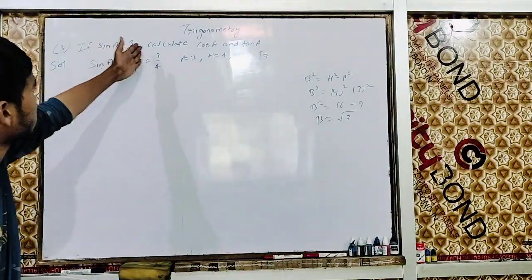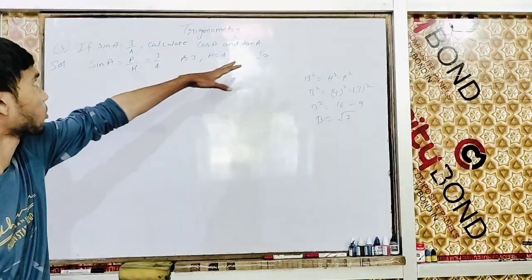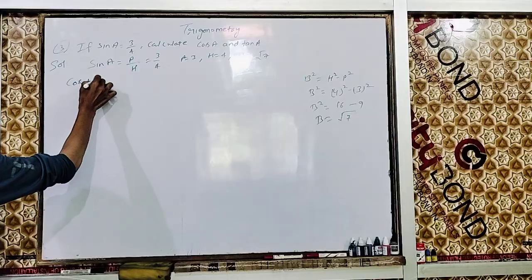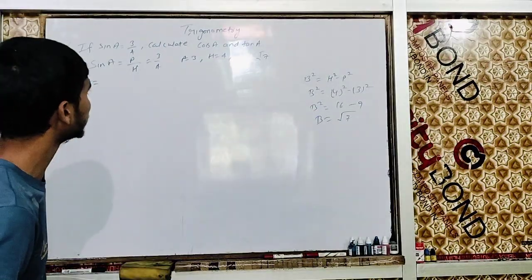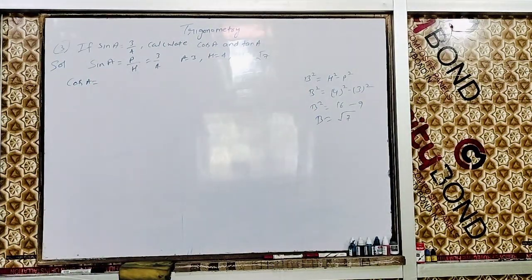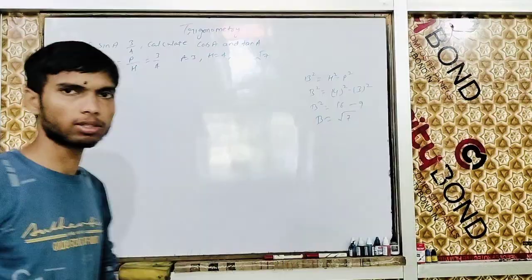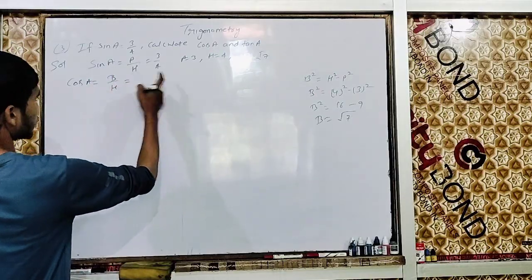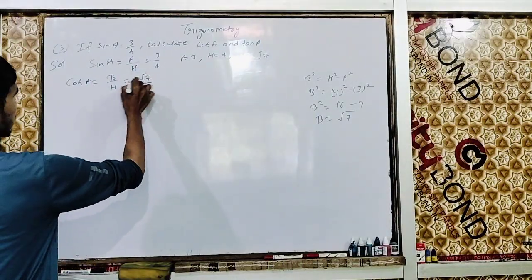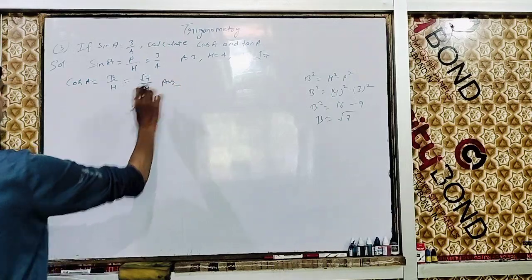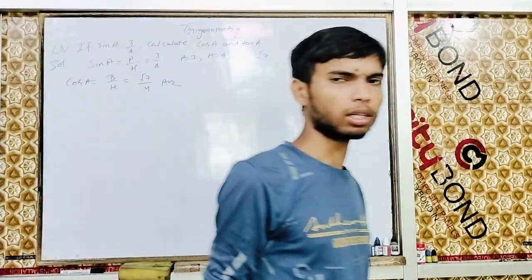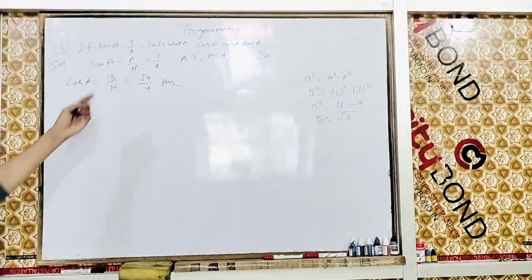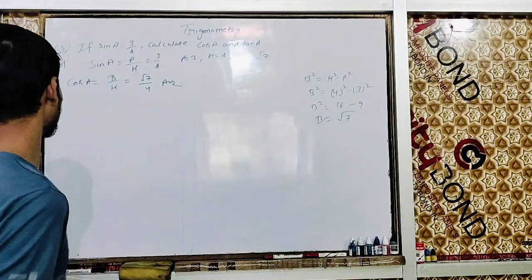So here Kishan is saying to calculate cos A and tan A separately. So cos A is what? We know that cos A is base upon hypotenuse. So base is root 7 upon H, which is 4. Till here this is the answer. Whether it can be simplified is up to you, your choice. If you don't want to go further, then till here this is your answer.